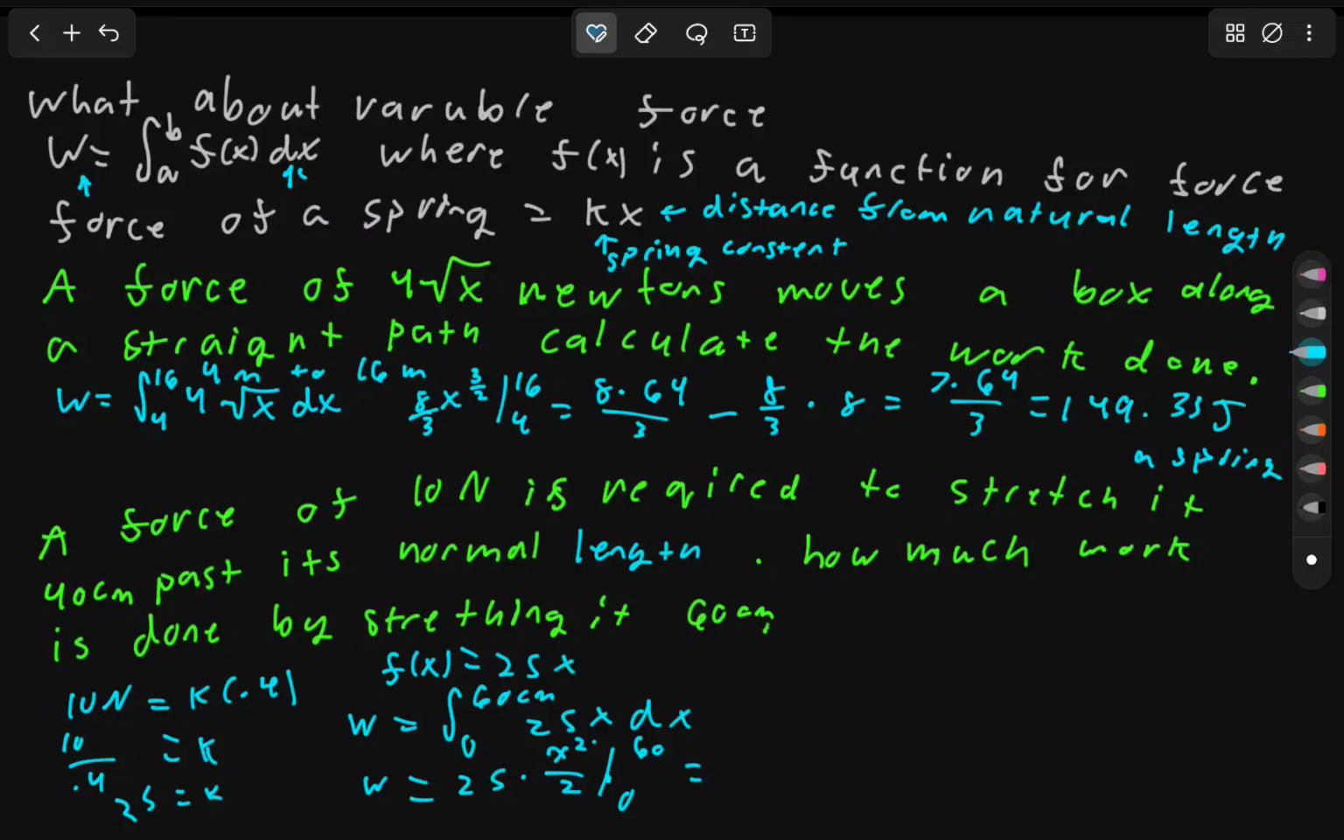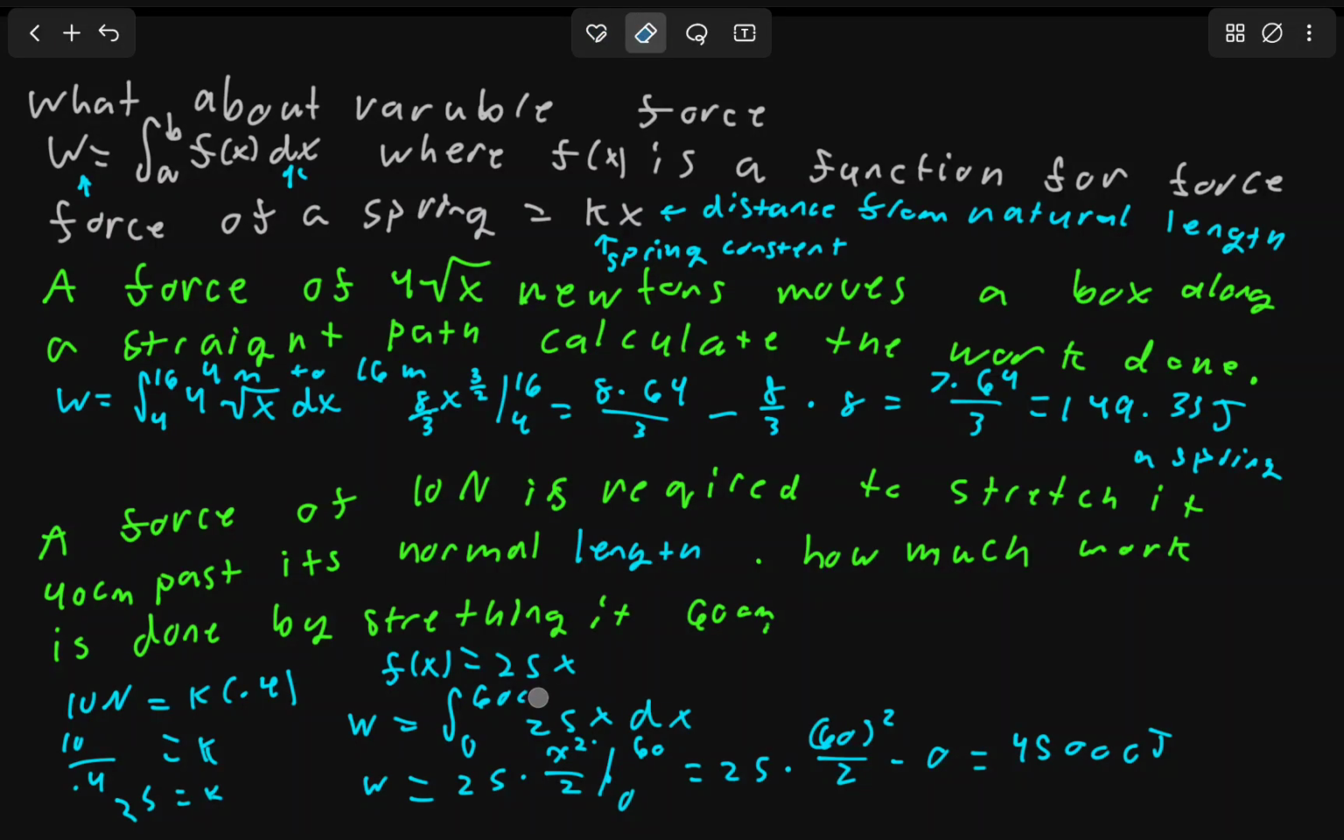Well, this is going to be the same thing as 25 times 60 squared divided by 2, sorry, minus 0, which evaluates to 45,000 joules. Jeez, this is a lot of joules, isn't it? Very strong spring. You know what? We did do something wrong.